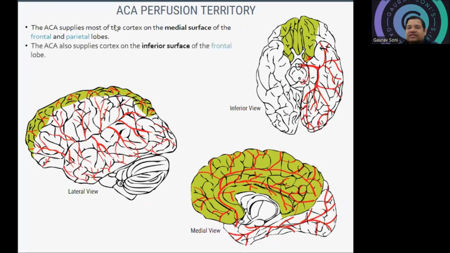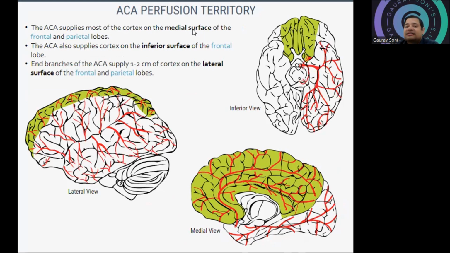What is the perfusion area? It mostly supplies the medial surface. देखो नाम medial artery था पर वो medial को supply नहीं कर रहा था. Here the anterior cerebral artery will supply most of the medial surface of the frontal and parietal lobe.